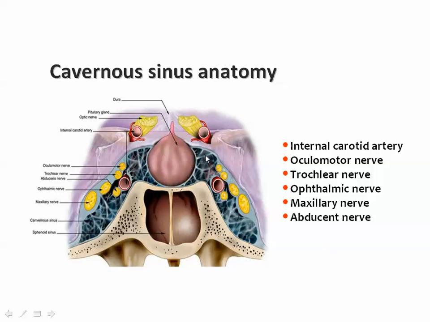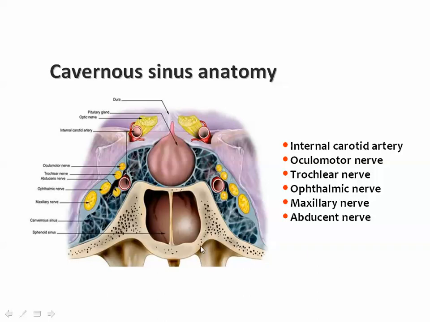The cavernous sinus is present on the left and right sides of the sella, and it is intimately related to the sphenoid sinus. The cavernous sinus contains the internal carotid artery and some of the cranial nerves, including the oculomotor, the trochlear nerve, the ophthalmic and the maxillary divisions of the fifth cranial nerve and the abducent nerve.